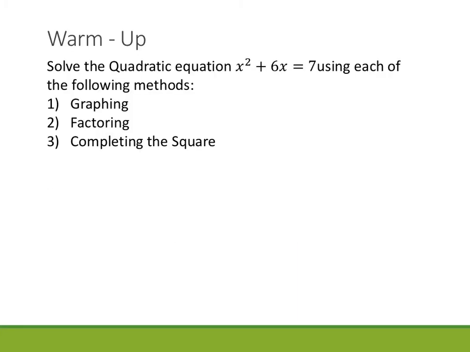Now, so far we have solved quadratic equations using four methods: graphing, factoring, completing the square, and taking the square root. For your warm-up today, I would like for you to solve the quadratic equation x squared plus 6x equals 7 by using each of the following methods. First, we will solve by graphing, then we will solve by factoring, and lastly, we will solve by completing the square.